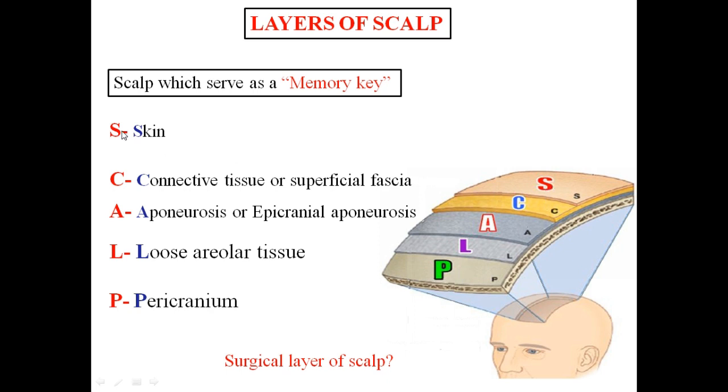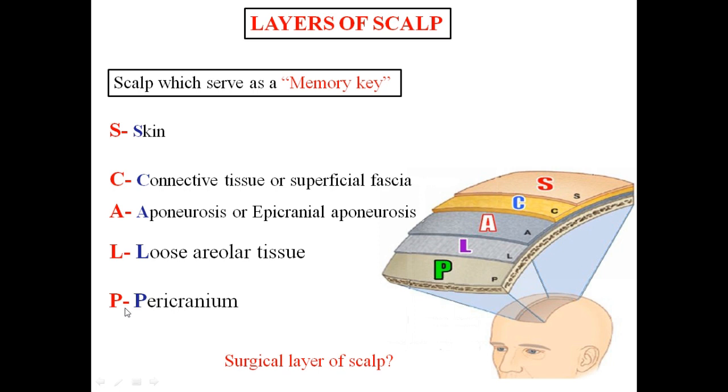and these first 3 layers are adherent to each other and move as a single unit. These 3 layers move forward or backward. Hence, these 3 layers are called the surgical layer of the scalp.